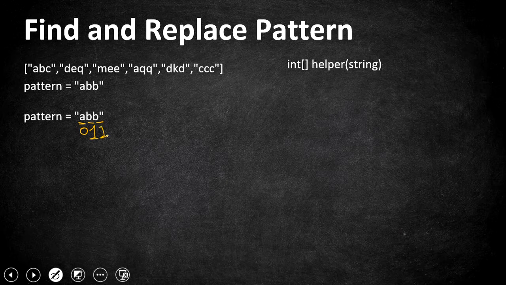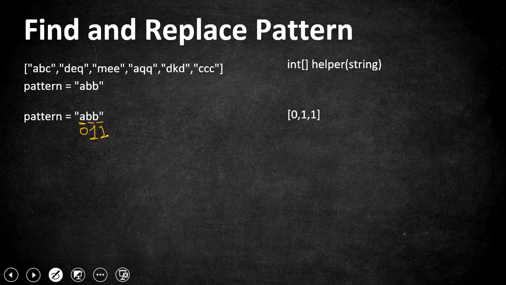So this is the pattern we follow. You can follow any pattern to convert the given string to an integer array. This is one of those patterns, and I am simply going to fill the numbers with the first occurrence of that character in that string. So now the pattern has the integer array which is 0, 1, 1.